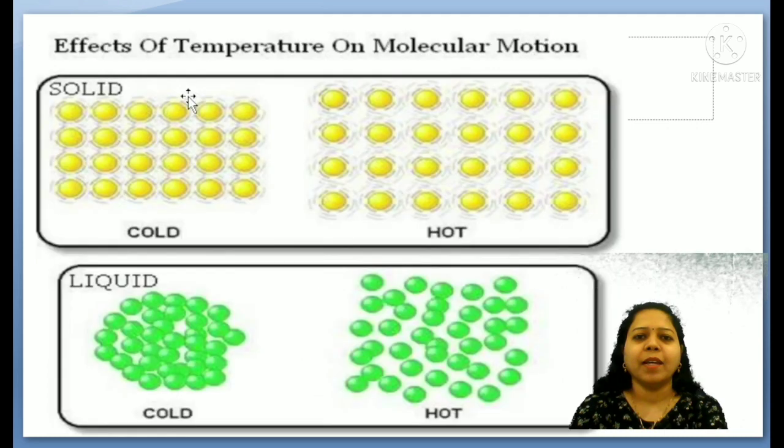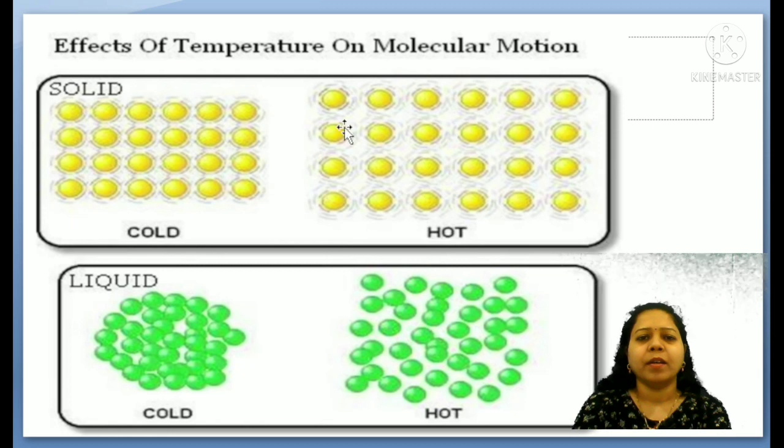This is the effect of temperature on molecular motion. If any substance is in a solid state and we are giving heat to it, when it absorbs heat, the particles of the solid go far away from each other, and the intermolecular space between those particles will increase.